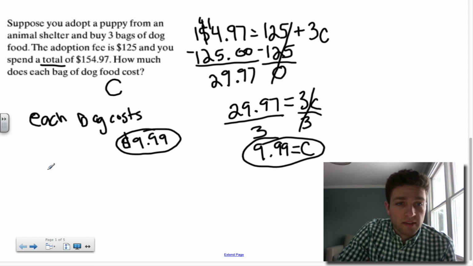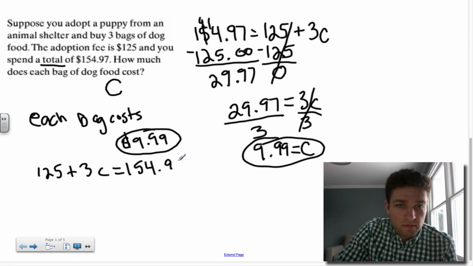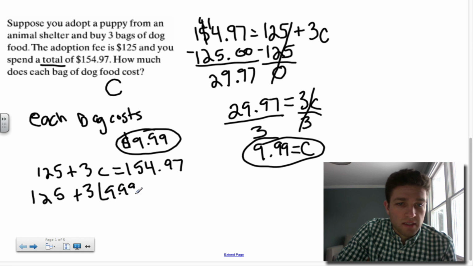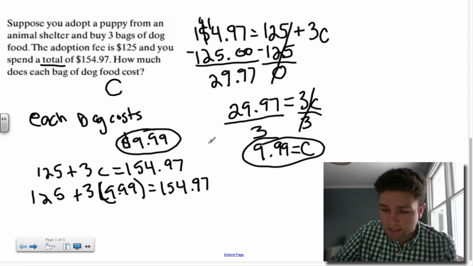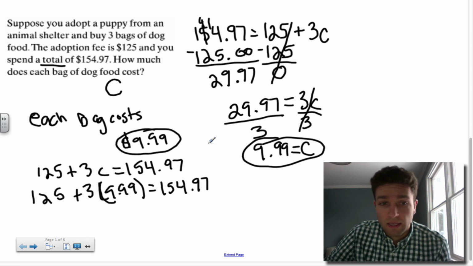How can I check? I could take my original equation and plug in what I got for c. So I originally had 125 plus 3c is equal to 154.97. I'm going to just plug in 9.99 for c. And hopefully both sides of the equation are equal. So to check, it's as easy as taking your calculator and plugging in the problem.